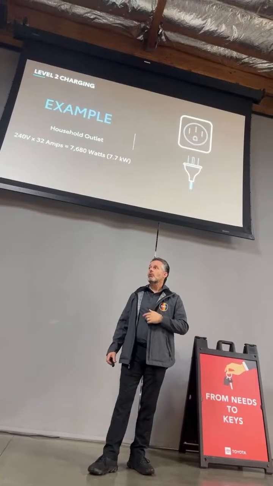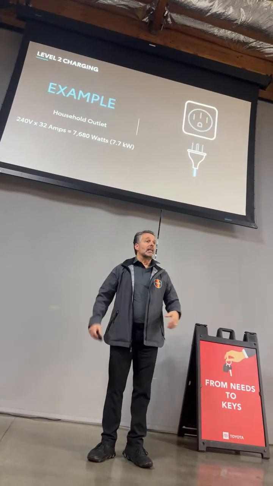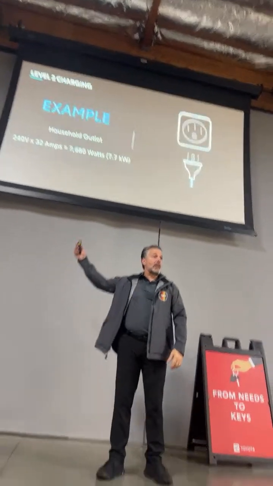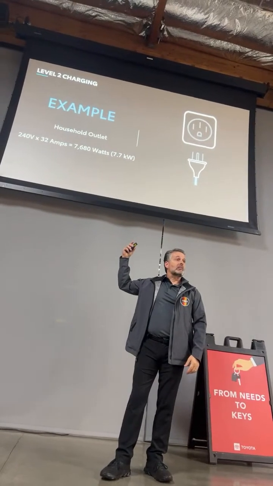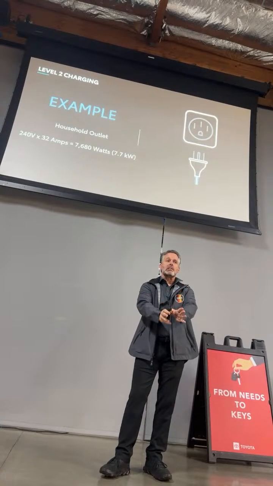The reason we're giving you a range is because we're looking at a variety of amperages. Here's an example of the outlet: 240 volts times 32 amps equals about 7.7 kilowatts. I specifically chose 32 amps for a reason. Can anybody give me the reason why?